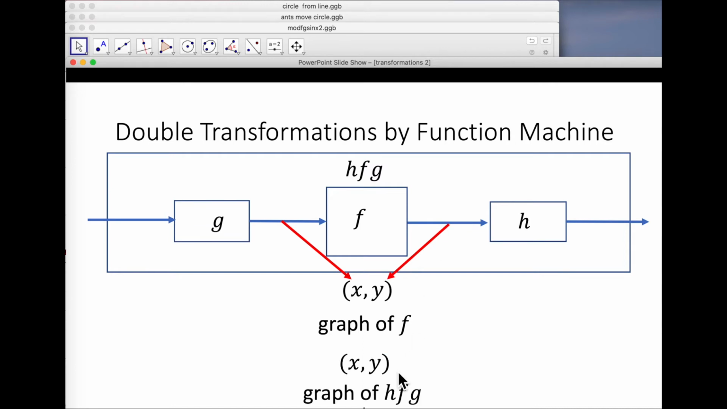here. The graph of hfg consists of points x, y, where the x comes from here and the y comes from here. So to transform this graph into that graph, we take all these points x, y, and take the x backwards through g and the y forwards through h. And of course, if there's more than one value here that arrives in the same place here, we need both of them on the way back, as the ants have just demonstrated.